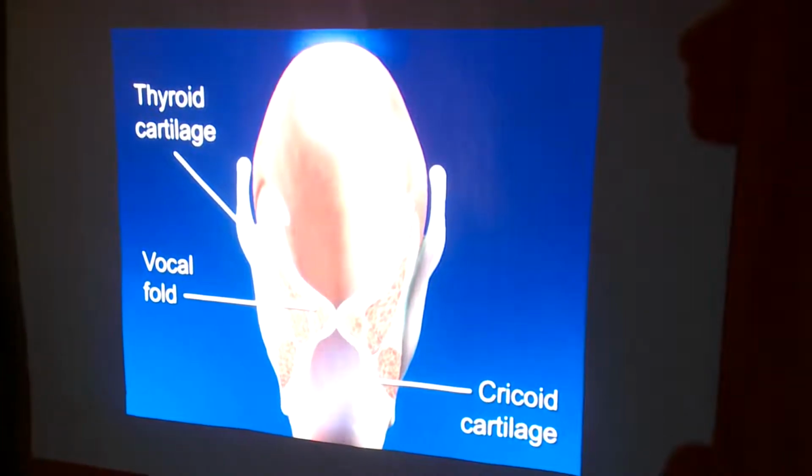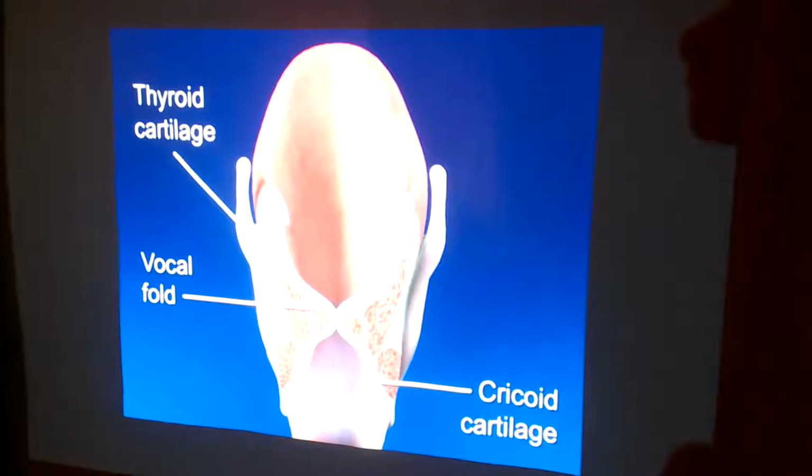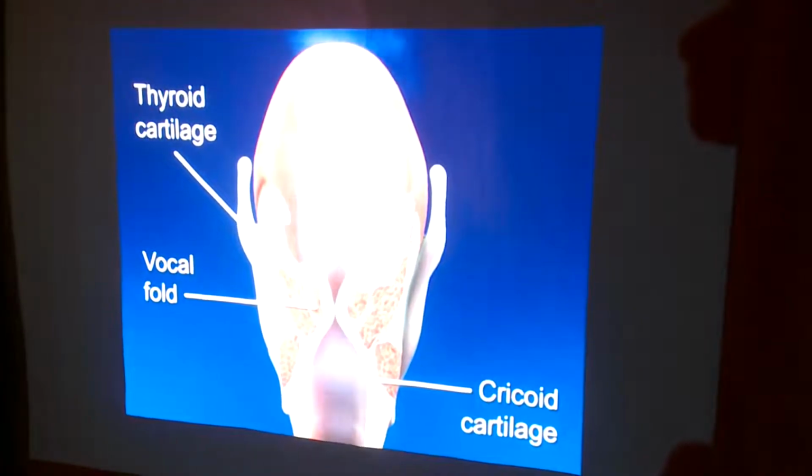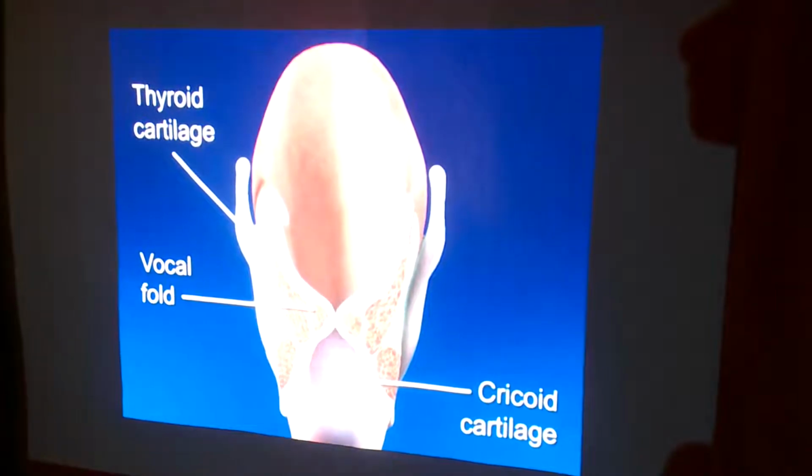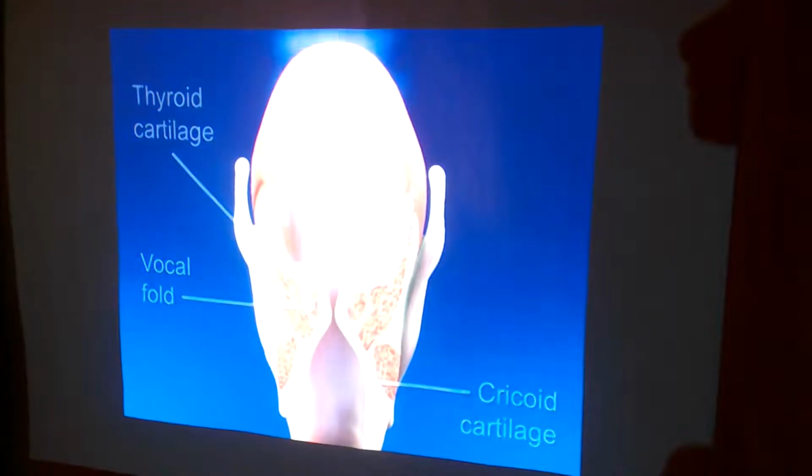The air pressure beneath the folds blows them open, but they are pulled back together by elasticity and the negative pressure of the Bernoulli effect. This cycle is repeated over and over until the vocal folds are abducted or removed from midline.